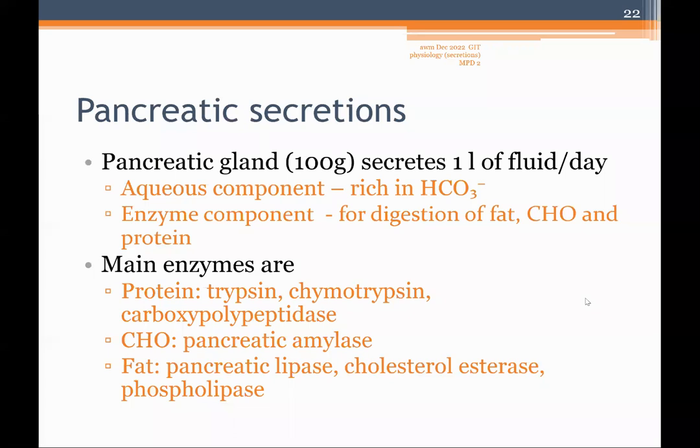And we told you that even though you have amylase being produced in the stomach, even if you didn't make use of it, or the salivary amylase didn't work at all, the pancreatic amylase would be able to deal with the carbohydrate digestion quite adequately. Then for fat, the main enzymes for digestion are pancreatic lipase, cholesterol esterase, and also phospholipase.